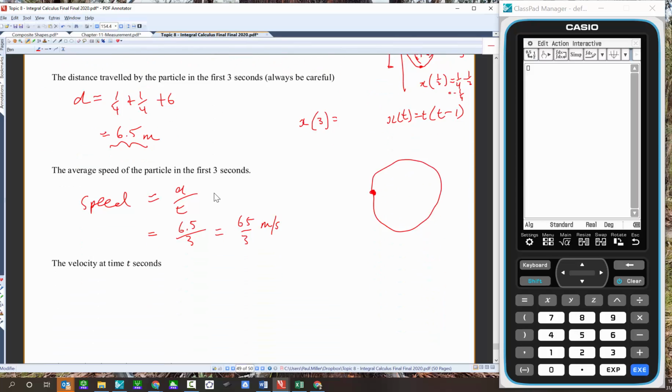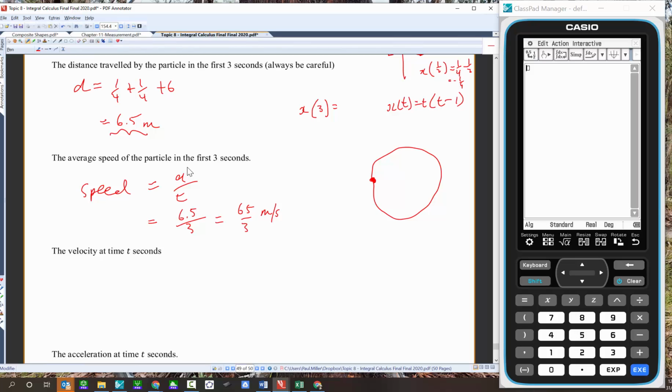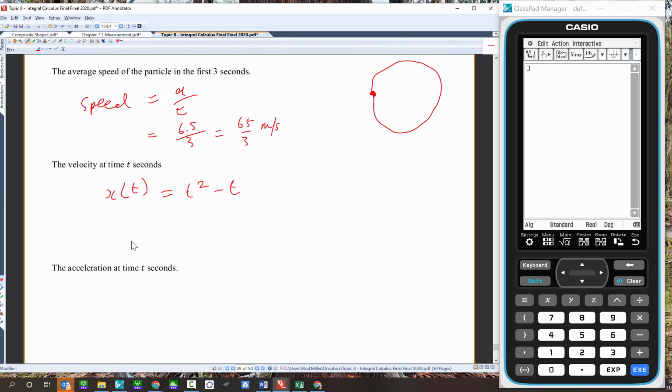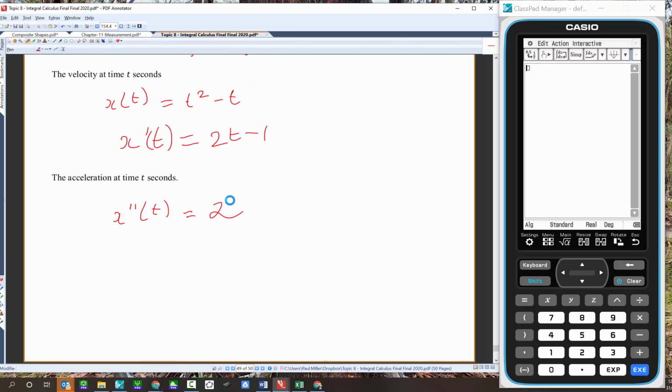The velocity at time t seconds. So we want to get the velocity at any given time. So if my original function is x of t equals t squared minus t, is it take t or plus t? Take t. So the velocity at time t seconds is going to be given by x dash t equals 2t take 1. The acceleration at time t seconds is either x double dash t or the derivative of x dash t. So the double dash will be the derivative of this, which is equal to 2. Constant acceleration.